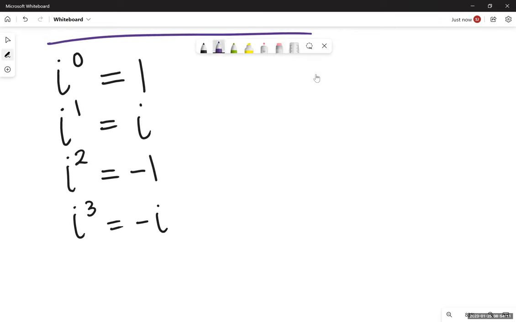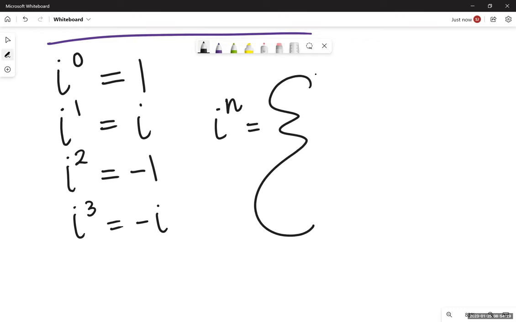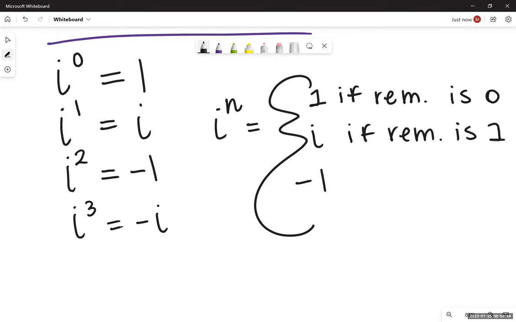So there is a formula that states if you take any i and you raise it to the nth power, nth just meaning it's going to be any number, it is going to be equal to one if the remainder is zero. It's going to be equal to i if the remainder is one. Negative one if the remainder is two. And then it's going to be negative i if the remainder is three.